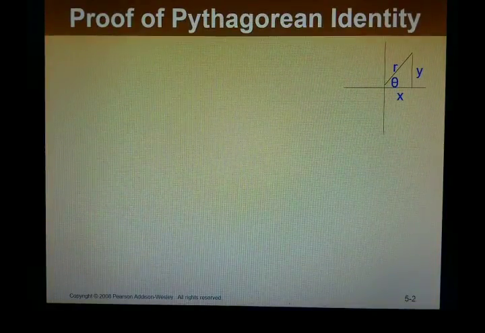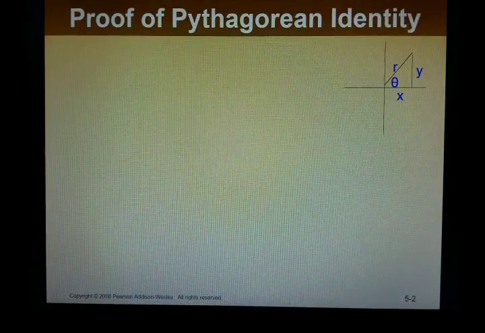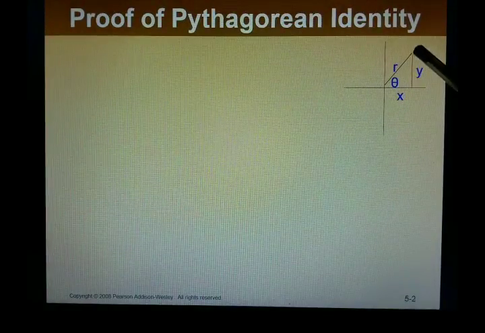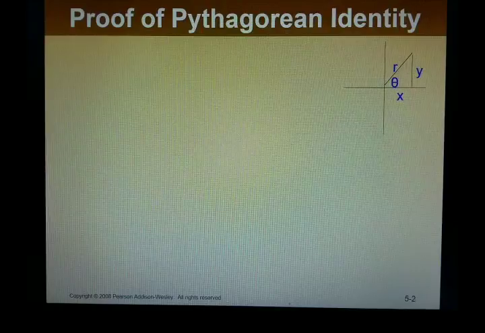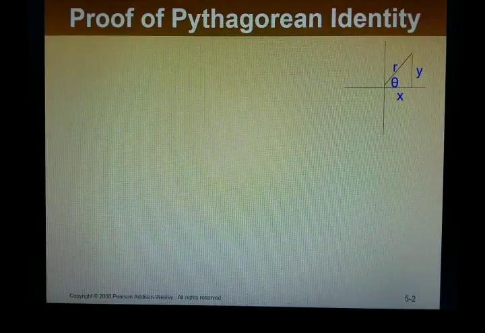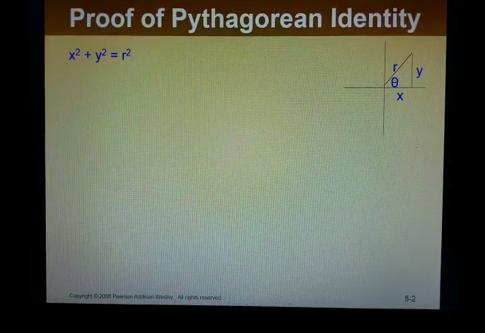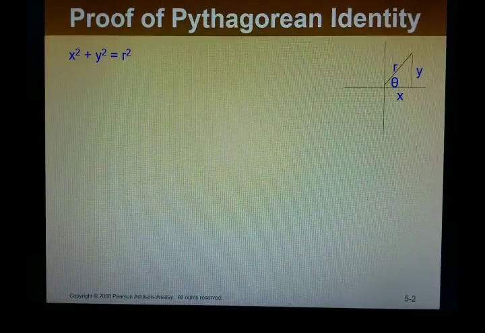So the proof of the Pythagorean identities. We're going to start with a right triangle in the first quadrant. X is the distance across here. Y is your vertical distance. Theta is this angle, and r is the length of the hypotenuse. If I was to do the Pythagorean theorem, that would give me x squared plus y squared equals r squared, which everybody knows to be true.